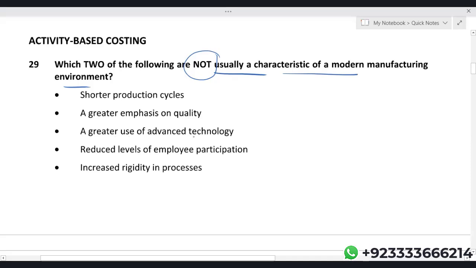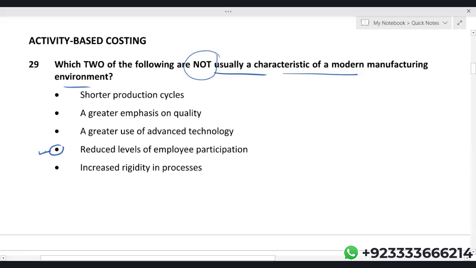Greater use of advanced technology. Obviously, if we are not using technology nowadays, when are we going to use it? So the first three are characteristics of modern manufacturing environment. Now, reduced level of employee participation. This is not a characteristic of modern manufacturing environment. In a modern manufacturing environment, the participation of employees has increased.